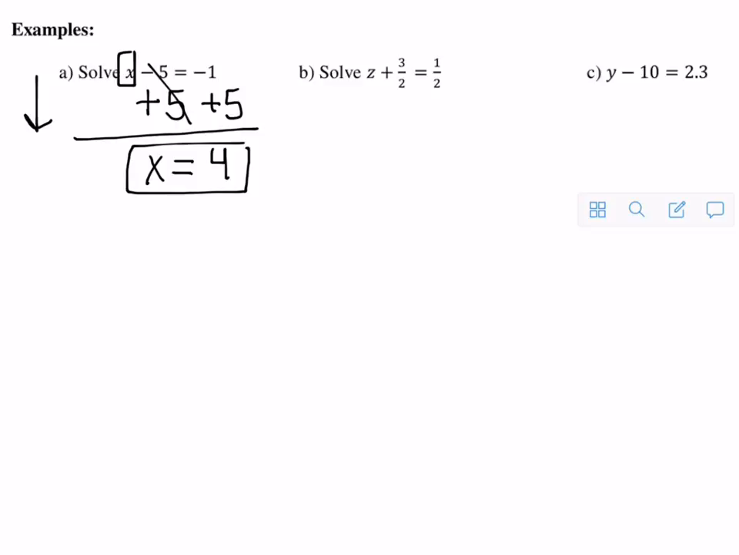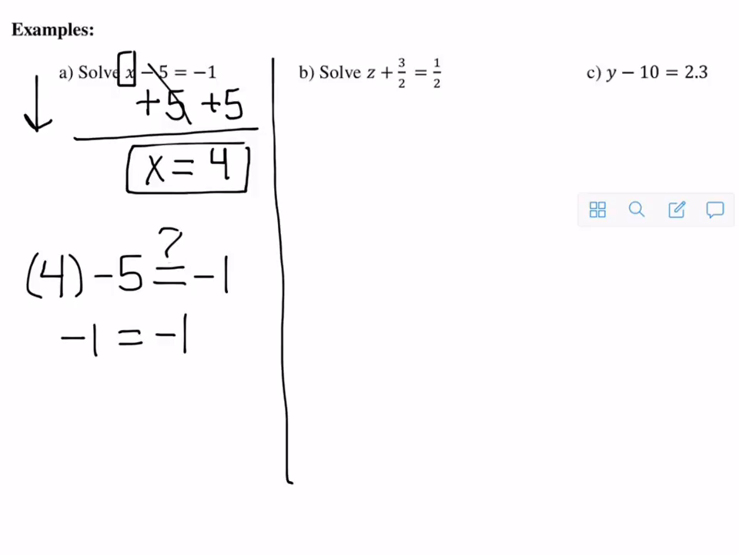So you're probably asking, okay, that's great, but what does that mean? So when x is 4, if we plug that back in to our original equation, so 4 minus 5, does that equal negative 1? Well, 4 minus 5 is negative 1. Hey, it works. That's the whole point. Let's look at another one.